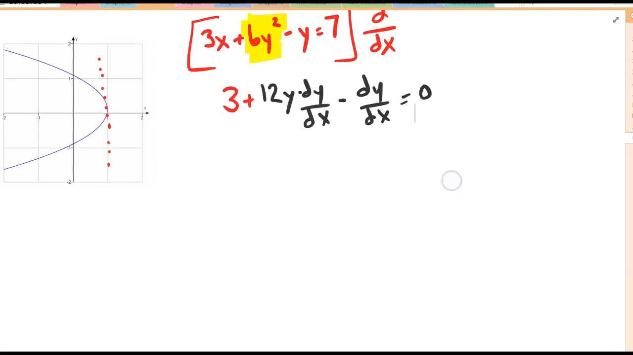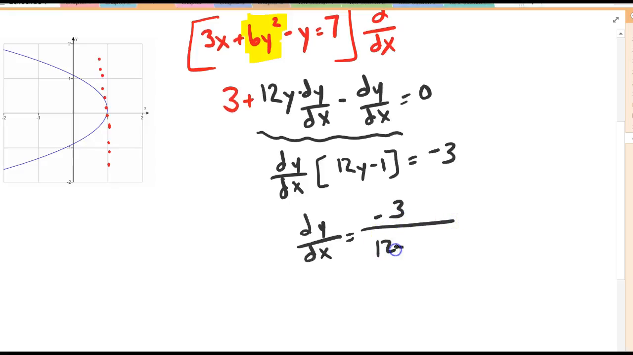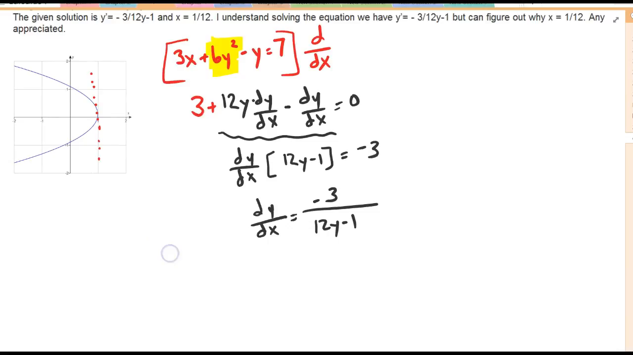Now if I solve for dy over dx, I factor out dy over dx to get 12y minus 1, set that equal to minus 3. So dy over dx is minus 3 divided by 12y minus 1. A vertical tangent is when this doesn't exist. A horizontal tangent would be when dy over dx equals 0.